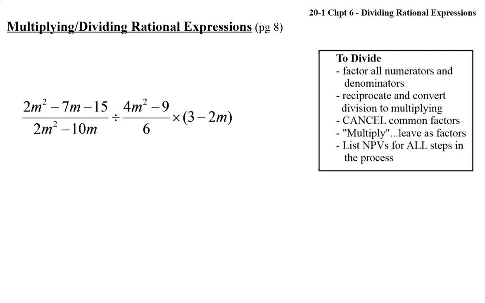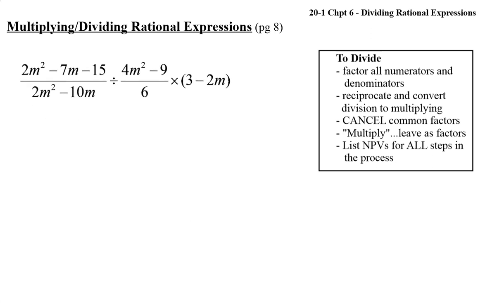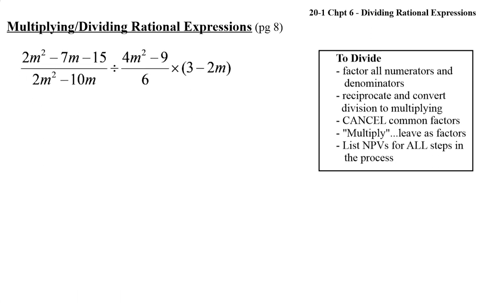There's the process. Same steps over and over. It's a matter of having the little skill sets that lead into it. So now we get to questions where it's multiplying and dividing combined. It's really not a lot different. There's not a lot of new steps. It's just you have to pick and choose for your reciprocate and convert division to multiplying. Obviously, not everything's going to be reciprocated.